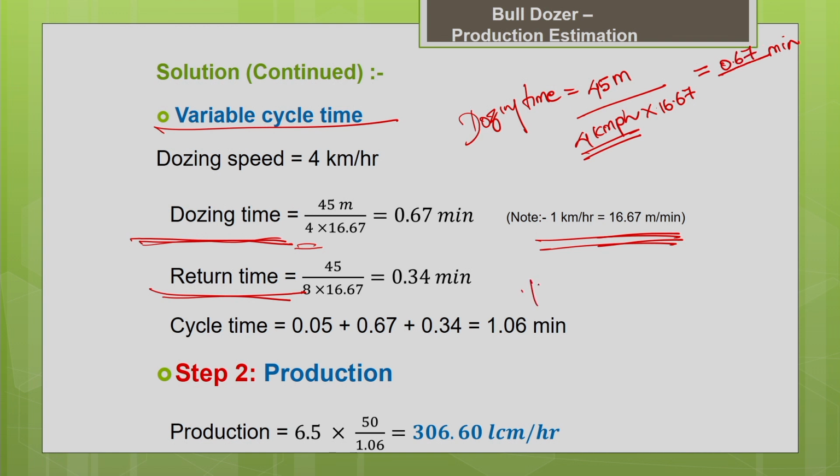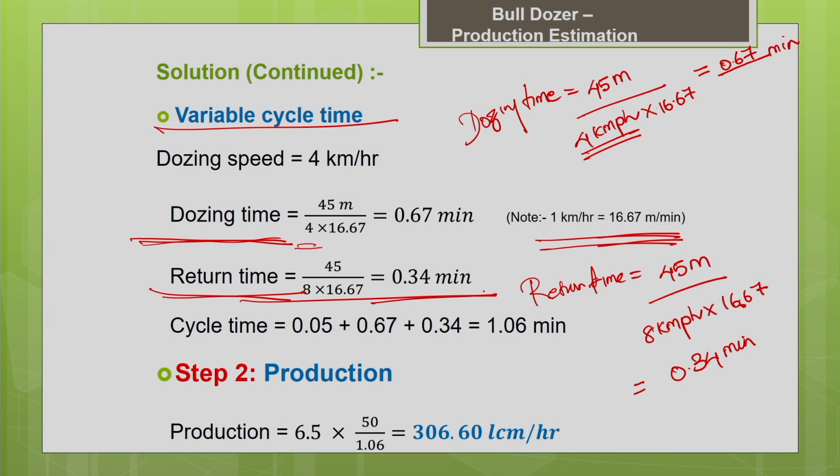Similarly, the return time. So return time, it's the same distance, 45 meter, but the speed is different. Speed is higher. Here it is 8 km per hour. So convert it into meter per minute, 16.67. So that gives you the answer as 0.34 minute. So your return time is 0.34 minute, dosing time is 0.67 minute.